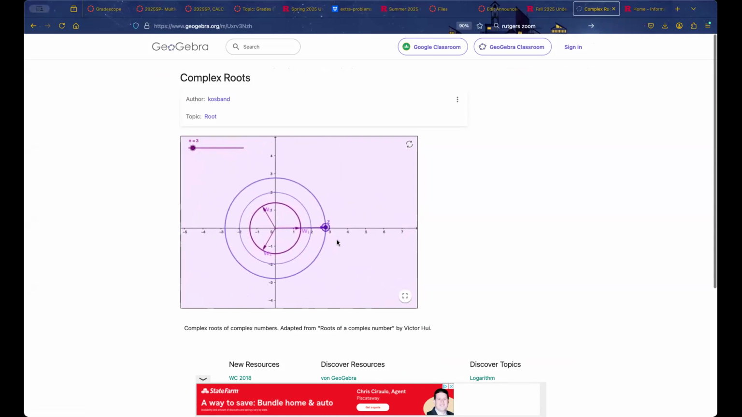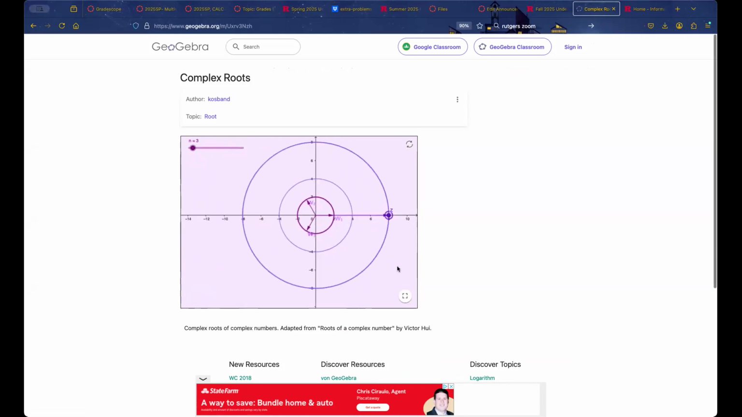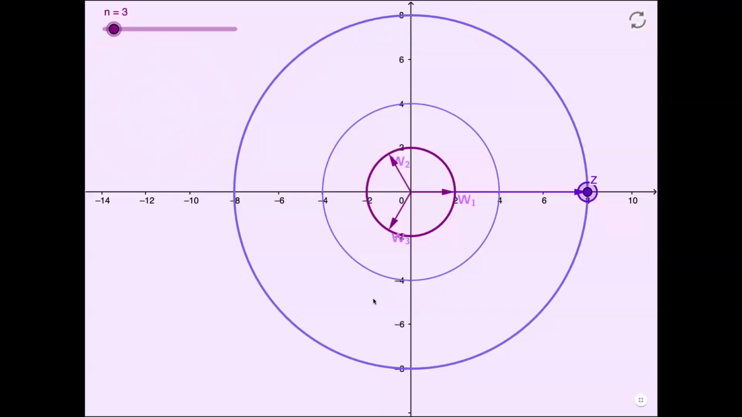Let's see, where is 8? Here you are. Let's see if we can zoom in. So that's 8. Perfect, right? So n equals 3 means that you're taking the cubic roots. The original 8 has a distance of 8 to the origin. The cubic root has a distance of 2 to the origin, like the cubic root of 8 is 2. That's where these 2 come from. And then you see they are arranged at 120 degrees from one another.